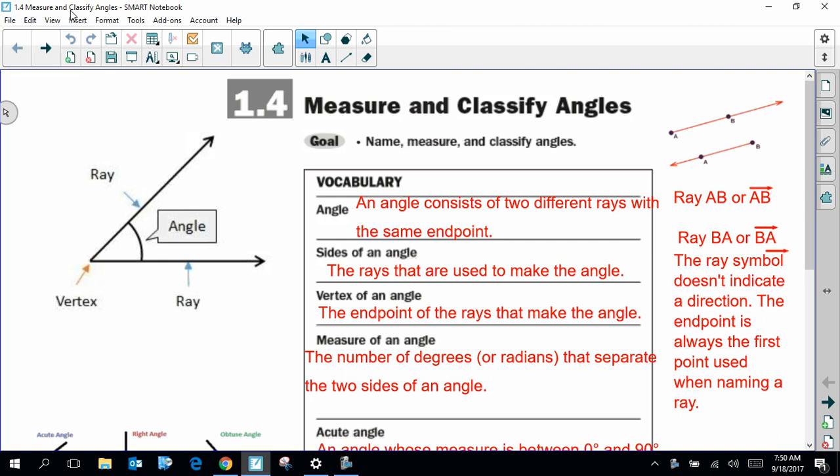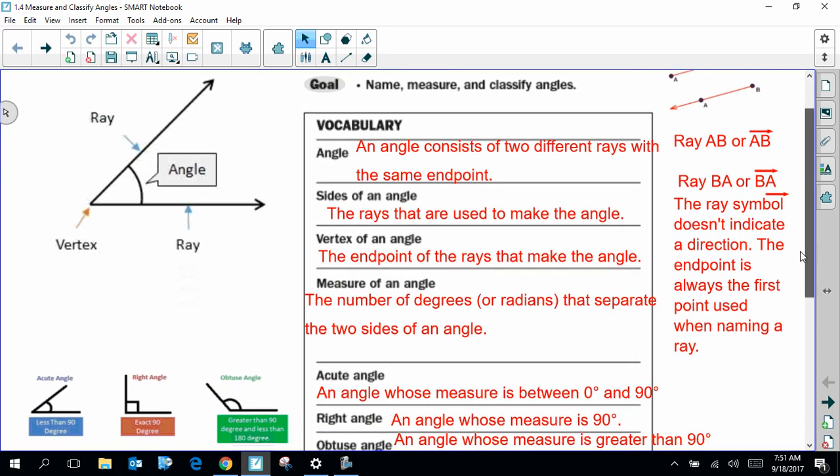Hey everybody, Mr. Piercy here, and we're going to be looking at how we measure and classify angles today in this video. Now, some of the information that you're going to see here is probably information that you know already, as far as how we classify angles as acute, right, obtuse, things like that. But some of this stuff will probably be new, so make sure you get all of the information down into your notes, and we'll go from here.